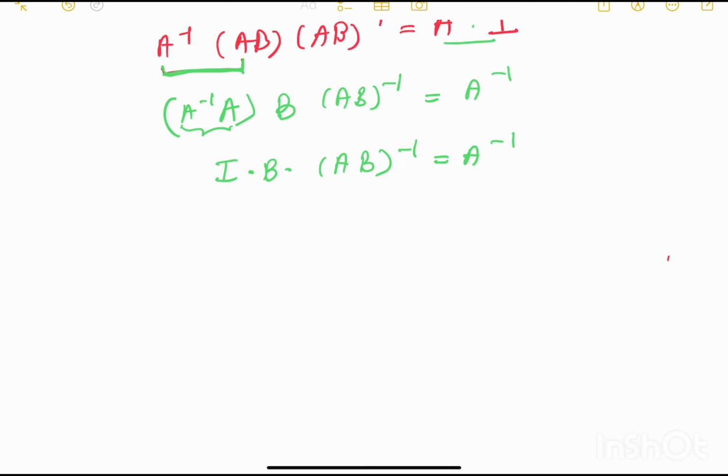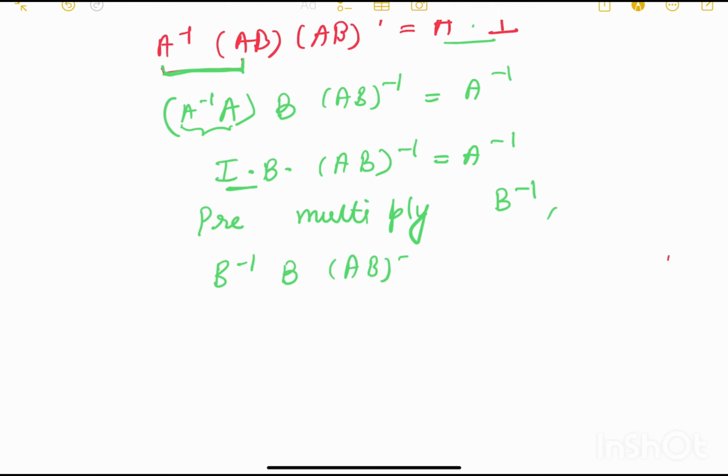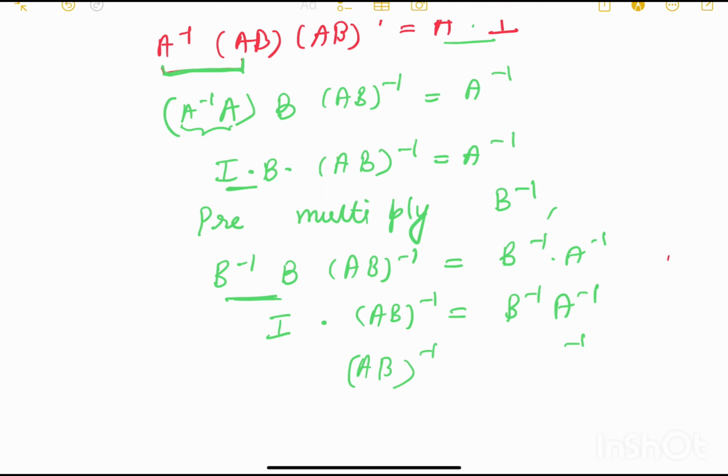Now, if I again pre-multiply with B inverse, what will I get? Pre-multiply means we multiply on the left side. So B inverse B. Now anything multiplied by identity gives the matrix itself, so I'm not writing I now. This is my AB inverse, and this will give B inverse multiplied by A inverse. So this will be my identity multiplied by AB inverse, which is nothing but B inverse and A inverse. Hence we have proved that my AB inverse is nothing but B inverse and A inverse.